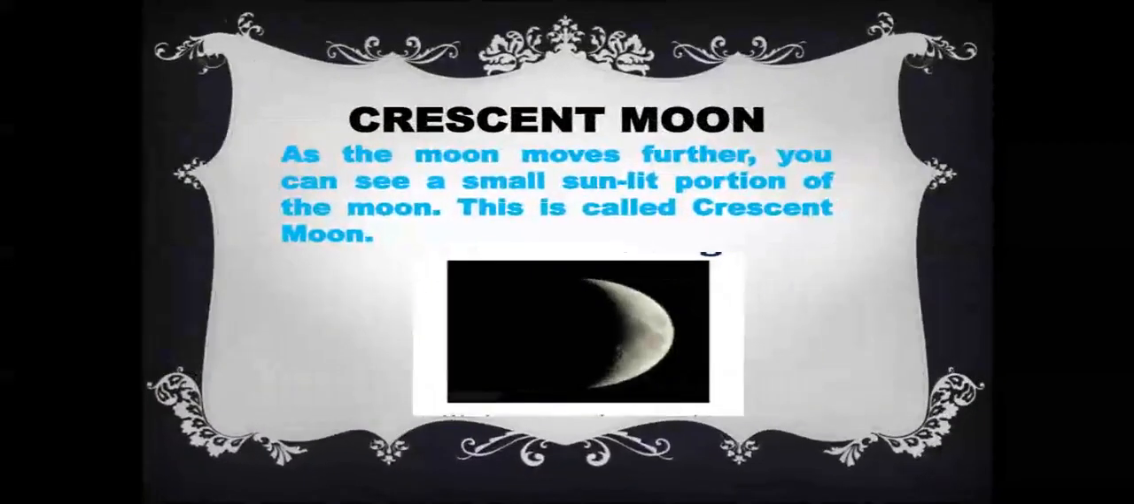Now moving to the next phase, which is the crescent moon. As the moon moves further, you can see a small sunlit portion of the moon. This is called the crescent moon. You can clearly see in the picture how the moon looks in this phase.